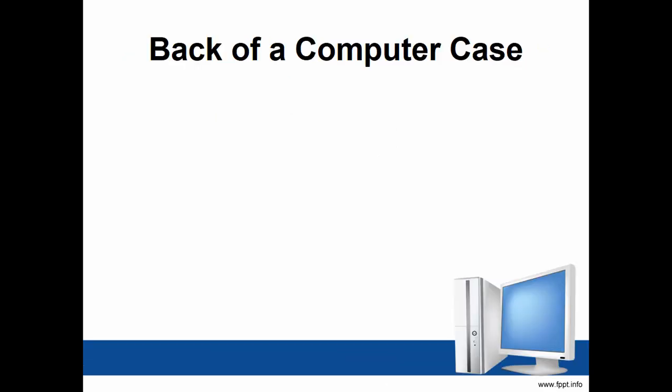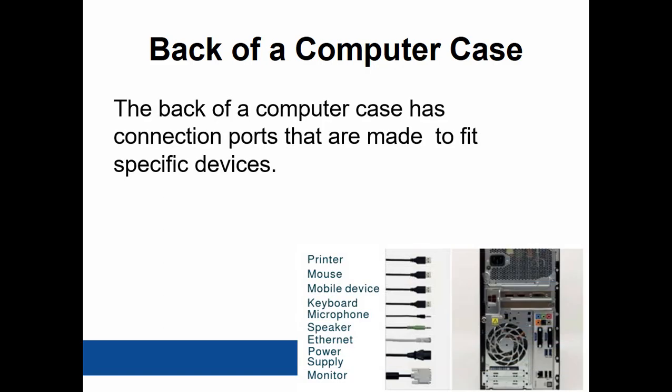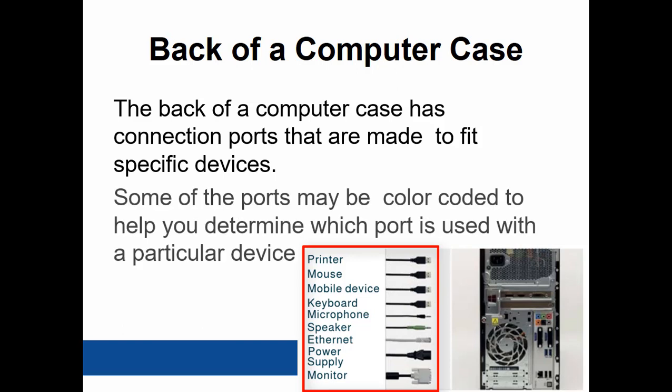First we're going to talk about the back of a computer case. The back of a computer case has connection ports that are made to fit specific devices. As we can see in the picture, we have the back of the computer and it has different ports. What do we mean by ports? The ports are used to connect devices into the case, like when we connect the printer, mouse, mobile device, keyboard, microphone, speaker, the Ethernet, which is for the internet, the power supply, and the monitor.